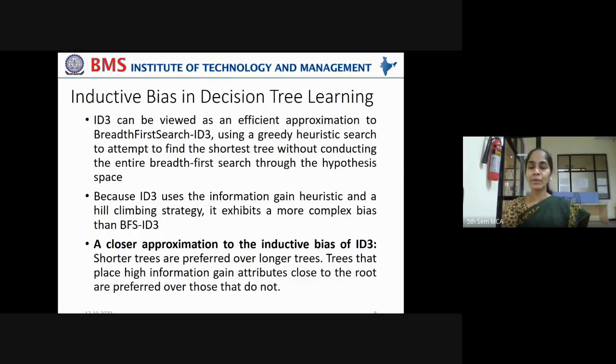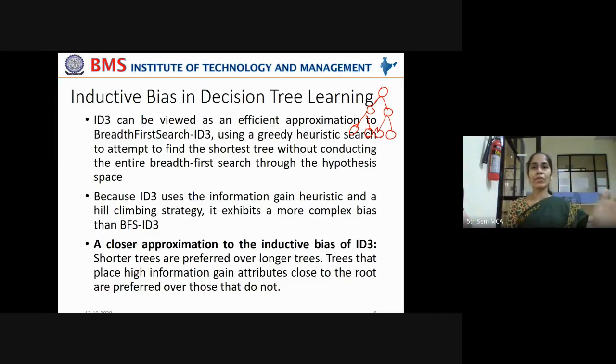ID3 can be viewed as an efficient approximation of breadth first search. Why do we call it breadth first search ID3? The ID3 algorithm always checks all the decision trees with one level first. If it is not covering all the training examples, then it goes to the second level and checks the hypothesis space with decision trees of two levels to cover the training examples. If it is still not covering, it goes to the next level, three levels of decision trees. At each stage, it will check breadth first.